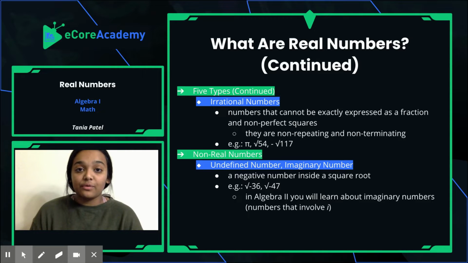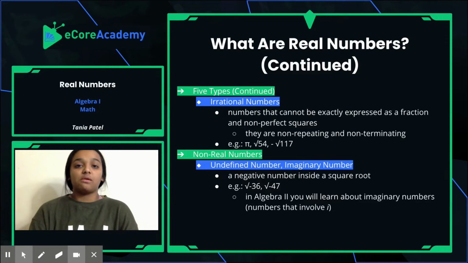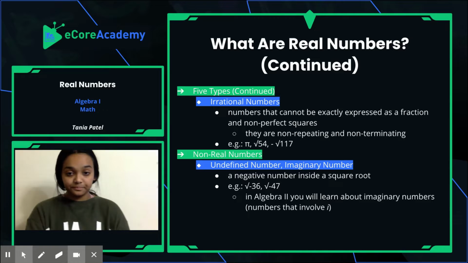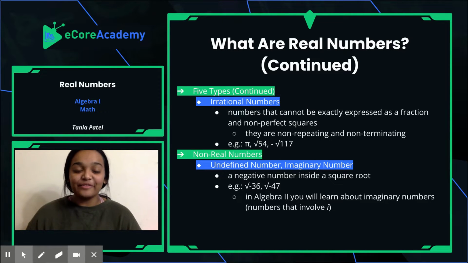And that's with any square root of any number that is not a perfect square, that results in no perfect square. Another example would be negative square root of 117. So that was the fifth type of real numbers.